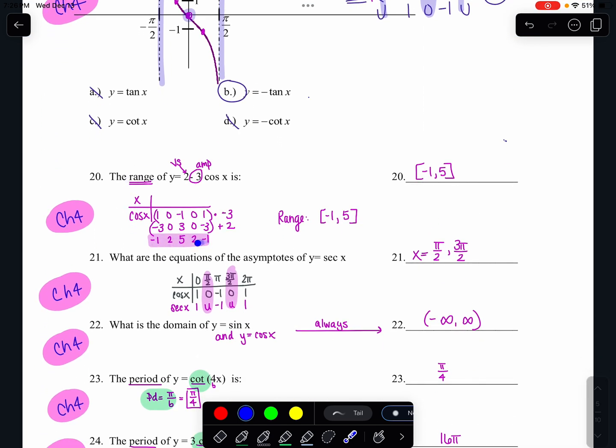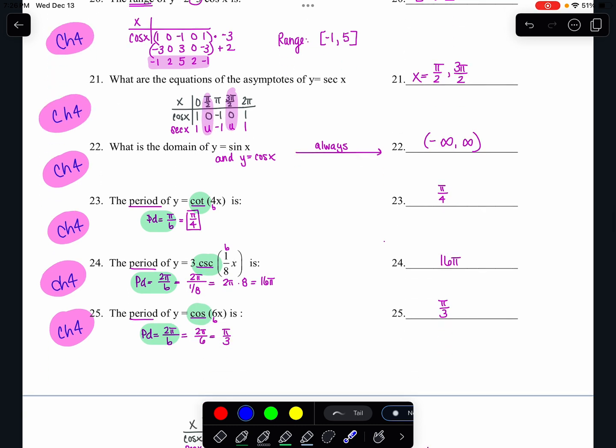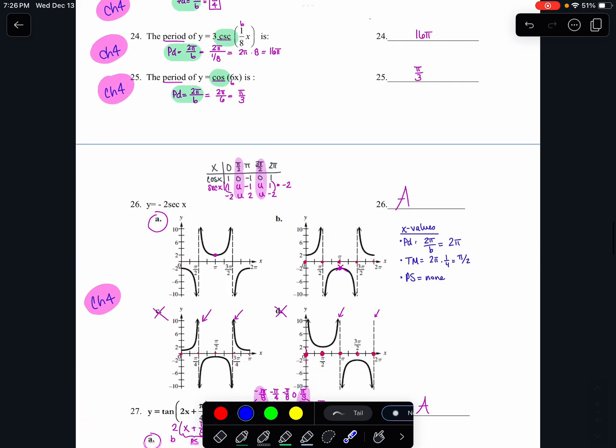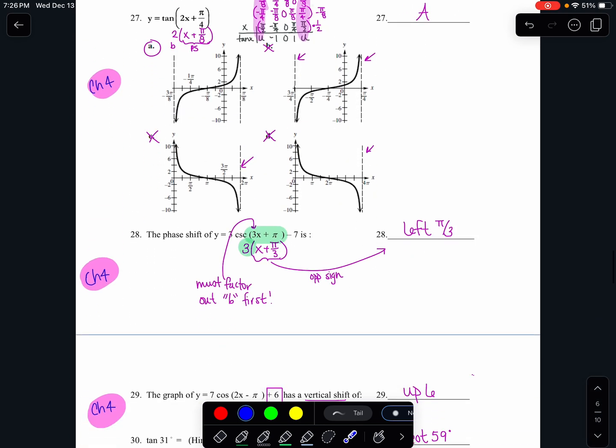So range is looking at the y values. Where are the asymptotes? It's where the original zeros were. Domain is always negative to positive infinity. Period, remember, for tangent and cotangent is pi over b. The others is 2 pi over b. For matching, you either actually do the work to graph, or you can pick a couple points and plug them in to see which one makes it true.